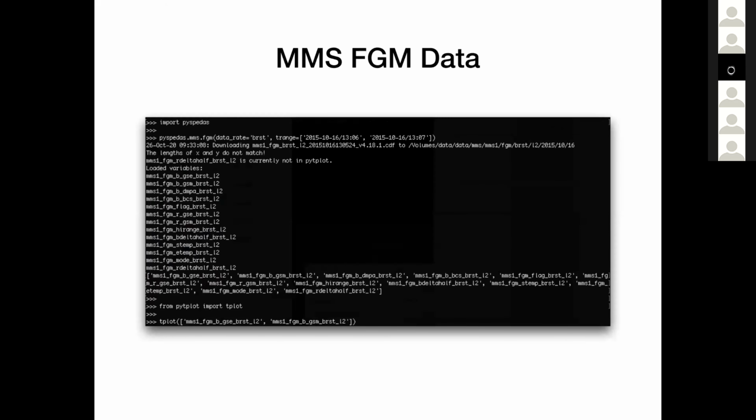pyspedas.mms.fpi, it'll actually go out and load some default data. So here's an example of MMS FGM data. All I did was import pyspedas and then call pyspedas.mms.fgm. And in this case, we set the data rate keyword to burst and the time range to 1 minute. So we're loading 1 minute of burst mode data for FGM. And it went out and downloaded the data files, then loaded them into pytplot variables. And it also returned the list of pytplot variables created.